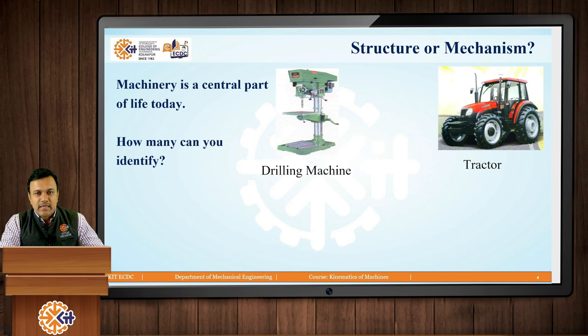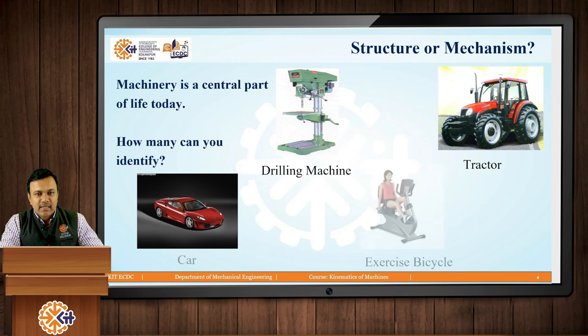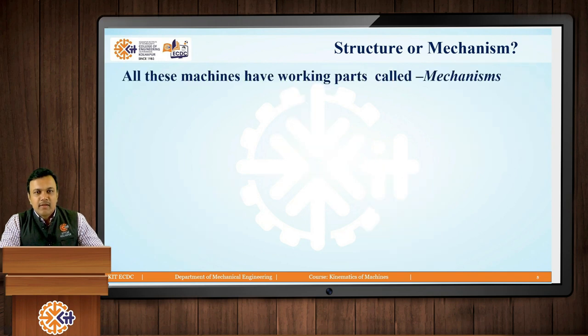So, you can see the drilling machine, which is used for machining of many of the components. Then you can see the tractor, which is used for agricultural purpose. Then you can see a car, which is used to have transport of human beings. Then you can see the bicycle, which is used for doing the exercise. So, all these machines which are having working parts will be called as mechanisms.